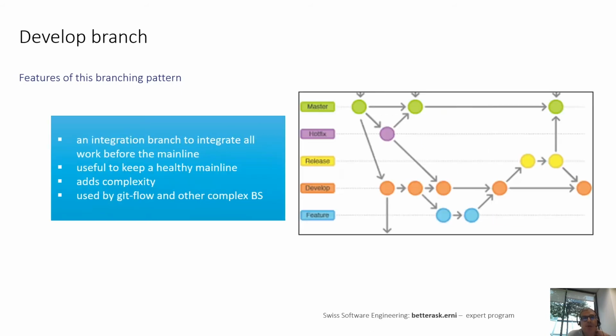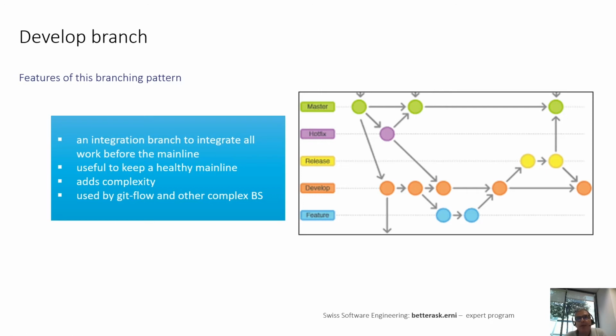Sorry, the develop branch. This is not very widely used, at least in my experience. Maybe for many of you it is, but I don't remember having used it very many times. If you see this image here, the orange line is the develop branch, and it's an integration branch for integrating before going into the main line, which is the green line. So it's kind of a buffer.